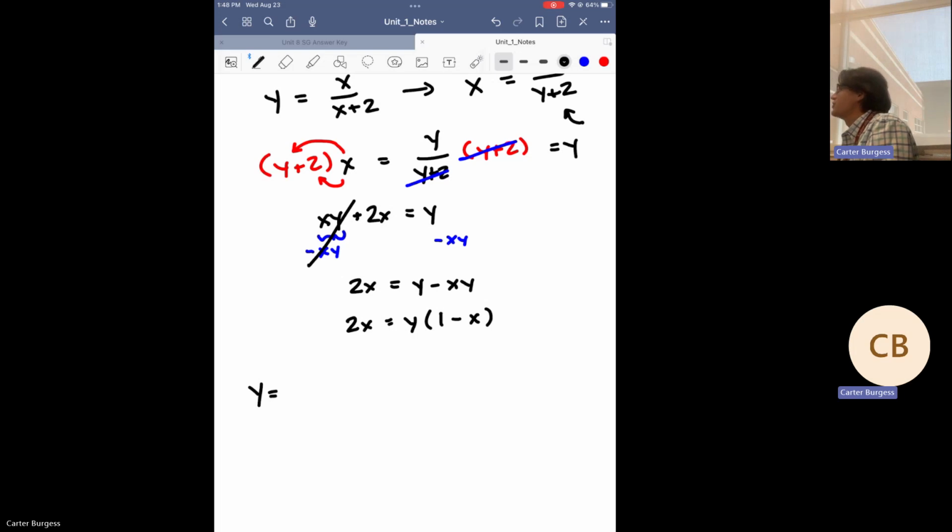Right? It's like doing distribution in reverse. So instead of multiplying something through, we divide something out to the front. Okay, final step. What do I do to isolate y? Divide both sides here by 1 minus x.